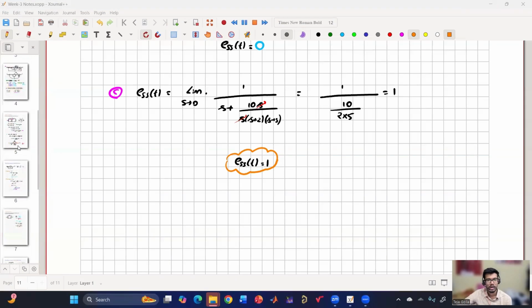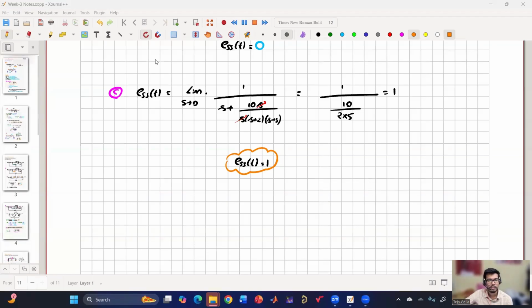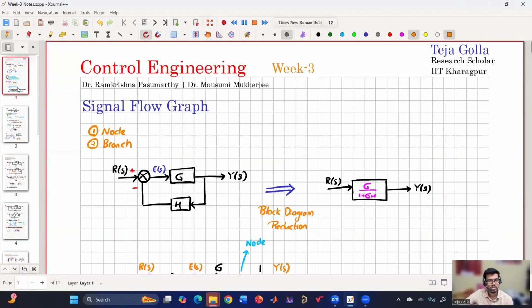No, sir. If you do not have any questions, let me just quickly summarize what we have discussed today. So today we have discussed block diagram reduction as well as the time domain characteristics. First we have understood what is signal flow graph, because in order to apply Mason's gain formula, we need to understand what is a signal flow graph. So we have started with signal flow graph.